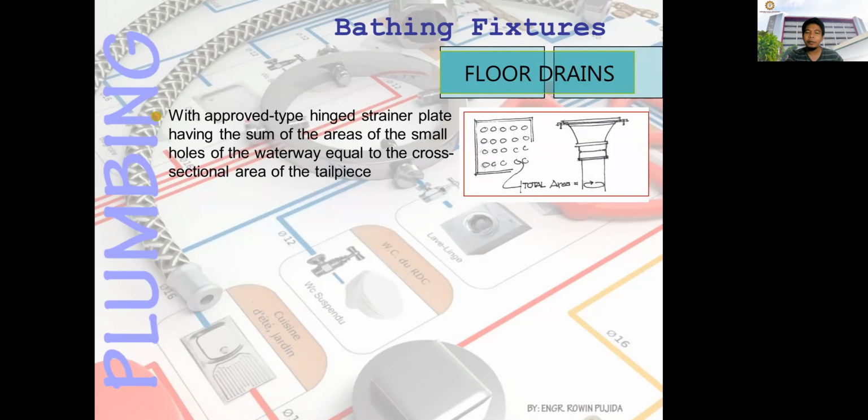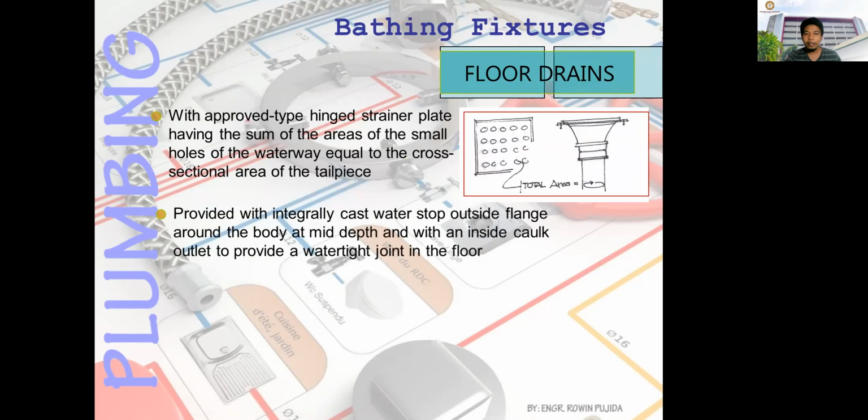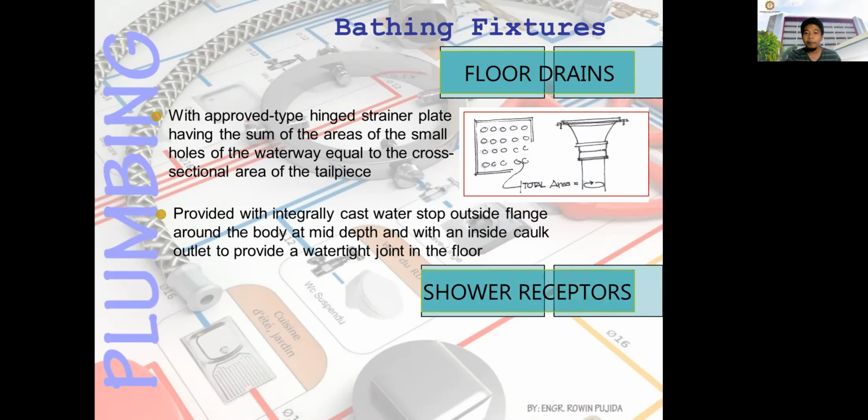So you know already what a floor drain is. It should always be located in the floors of toilets and bathrooms. Okay? Provided with an integrally cast water stop outside flange around the body at mid-depth and with an inside caulk outside to provide a watertight joint in the floor. Okay. Next, we have the shower receptor.